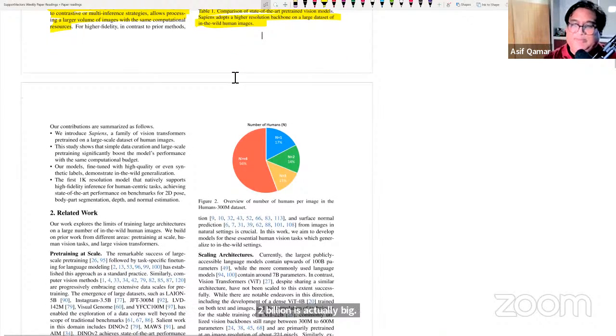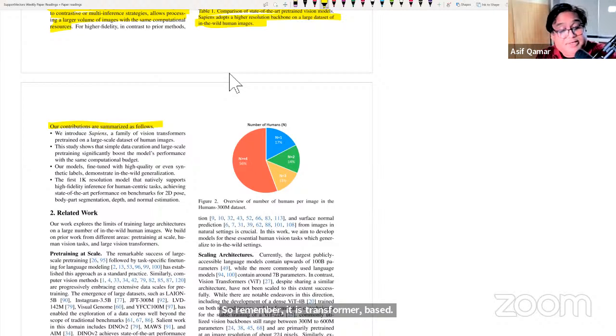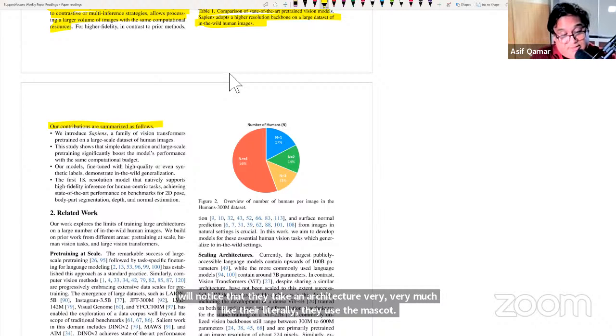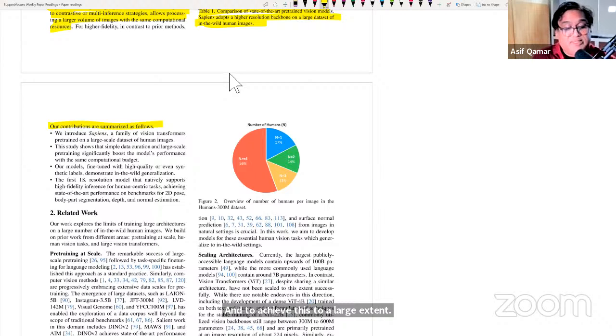So what are the key contributions in the paper? This is important. The key contributions are that we introduce Sapiens, a family of vision transformers pre-trained on a large-scale data set of human images. So remember, it is transformer-based, first thing to know. And it has been pre-trained on a really big data set of human faces. Next, this study shows that simple data curation and large-scale pre-training, taking a simple architecture very much like their prior work, literally the masked autoencoder, significantly boosts the model performance with the same computational budget. Our models, fine-tuned with high quality or even synthetic labels, demonstrate in-the-wild generalization. They're better, otherwise they're not going to be much use.